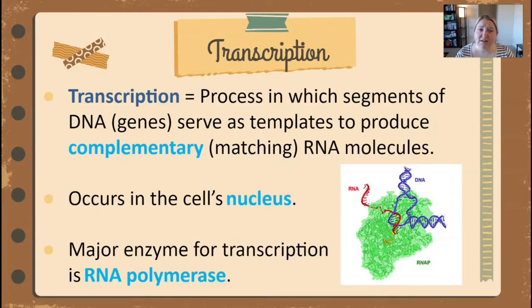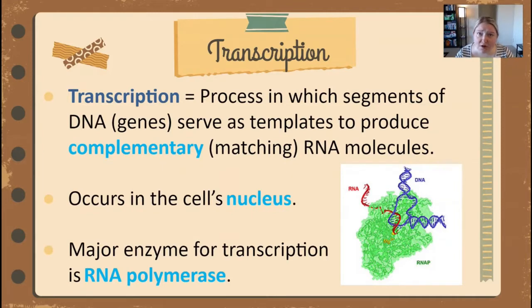So this is the process in which segments of DNA, or genes, serve as templates to produce complementary RNA molecules. Now, they're not exactly the same as DNA. Remember that RNA has uracil and DNA has thymine. But again, it is complementary. It pairs up with a DNA strand. Now, where does this occur? This occurs in the cell's nucleus.